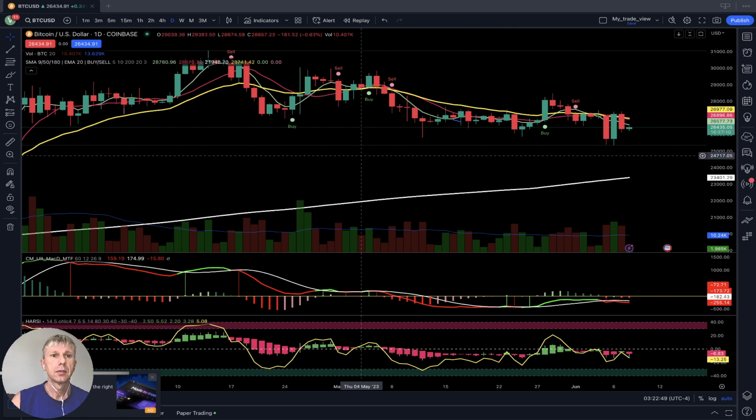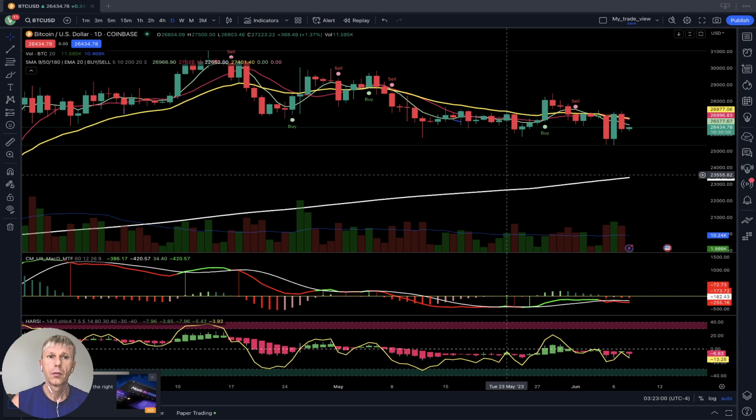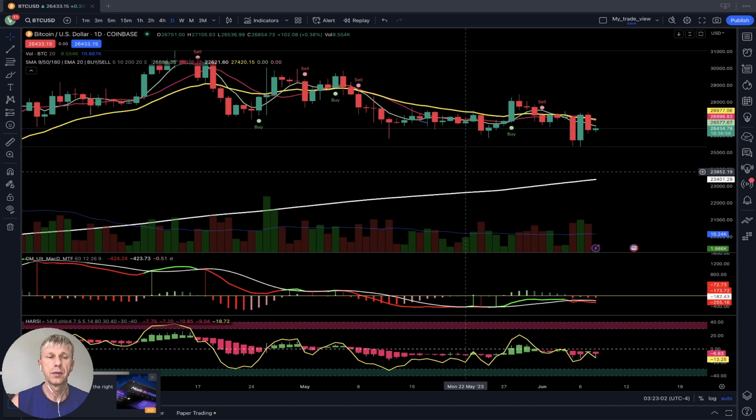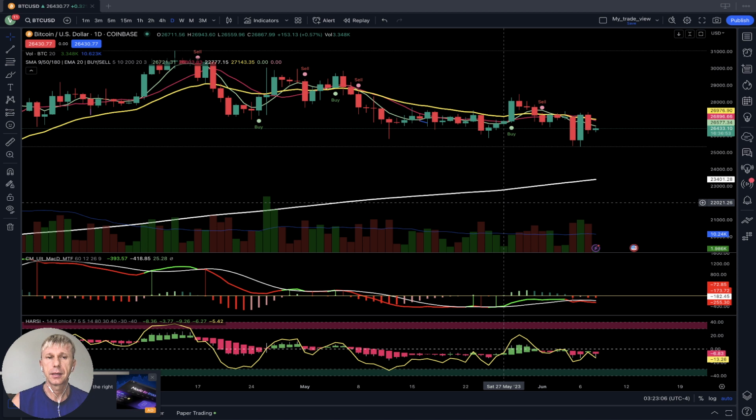Okay, now let's start with the daily time frame. For swing trading, I'm using the 4 hours and daily time frames for entry and exit positions. For intraday trading, I'm using 15 minutes and 1 hour time frames.